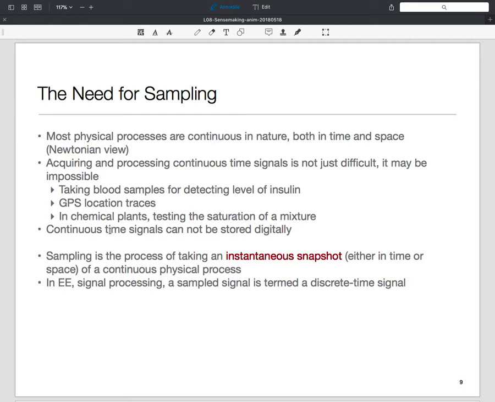After we have taken a snapshot, usually there are two things happening. One is we are sampling in time, and the other is, since we are going into the digital domain, we can't express the signal as a continuous value either. So we also have to decide how many bits. There is a discretization in time and a discretization of value, both of which take place during this act of sampling.